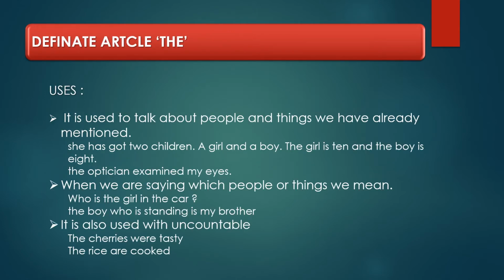Definite article the. Now we will be studying about this definite article the. See the uses, there are certain rules about it. It is used to talk about people and things we have already mentioned. See, she has two children, a girl and a boy. Okay, we have mentioned a girl and a boy. Now we are mentioning them again. The girl is 10 and the boy is 8. So this girl and boy are being repeated, so we will use the girl is 10 and the boy is 8.